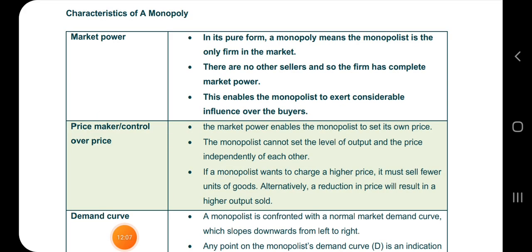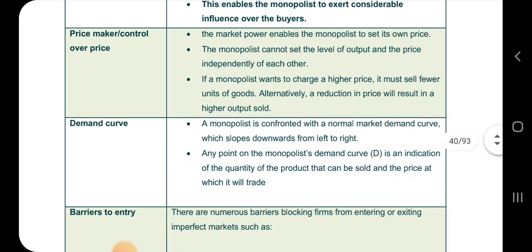So remember, when I say this is how you identify a girl and a boy, this is how we're going to identify monopoly. The market power. Who has the market power? Price makers, control over price. The demand curve is not a horizontal line. A monopoly is confronted with a normal market demand curve which slopes downwards from left to right.